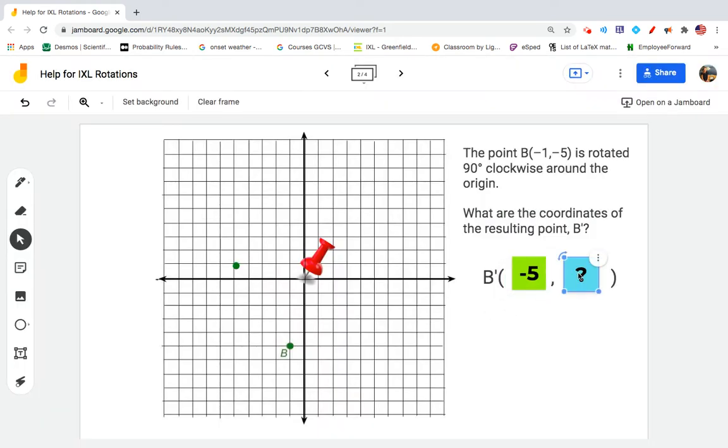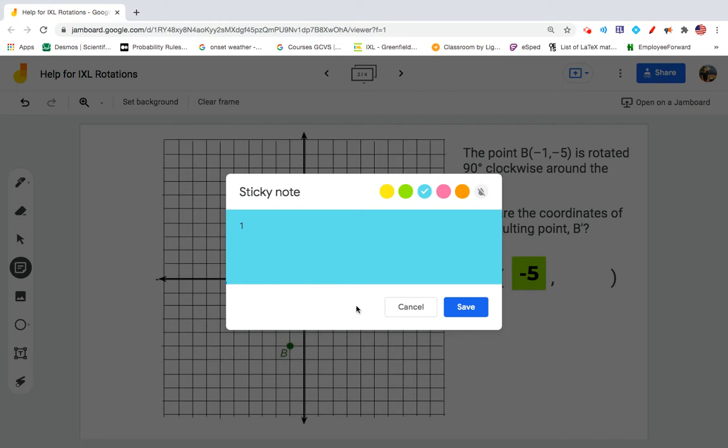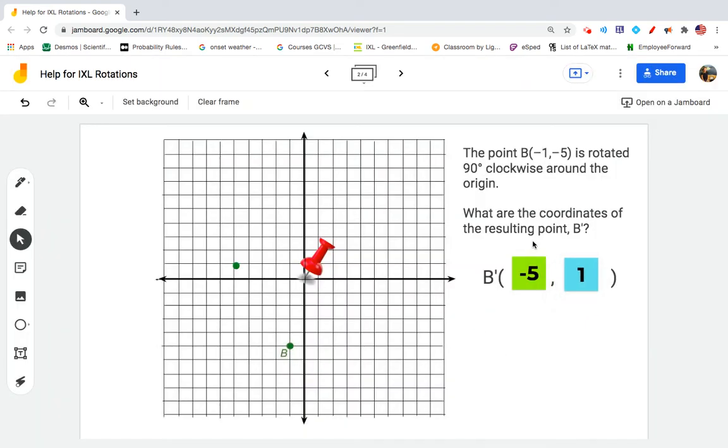So we look at our original point, and we look to see is there some relationship that exists between the original coordinates x and y and the new coordinates of the rotated point. So that's always a really important thing to consider.